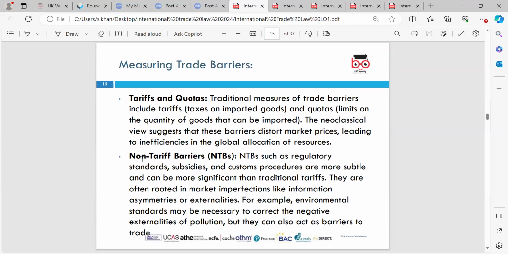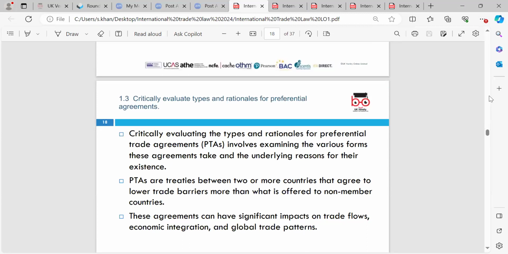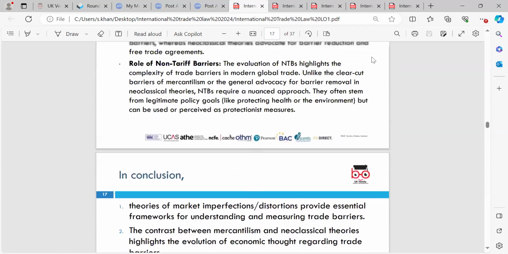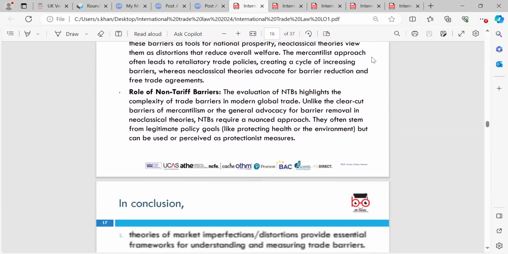So traditional measures of trade barriers include tariffs and quotas. The neoclassical view suggests that these barriers distort market prices, leading to inefficiencies in the global allocation of resources. We looked at non-tariff barriers such as regulatory standards, subsidies and customs, which are more subtle and can be more significant than traditional barriers. We then went on to evaluation and contrast, and looked at mercantilism versus neoclassicalism and the role of non-tariff barriers.